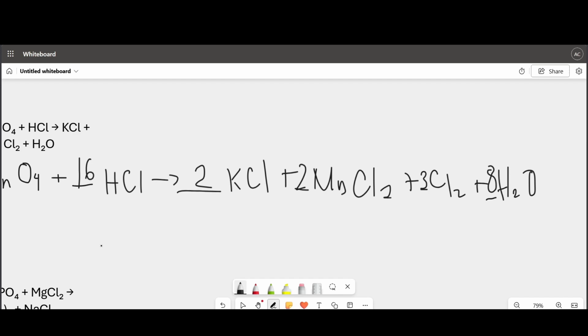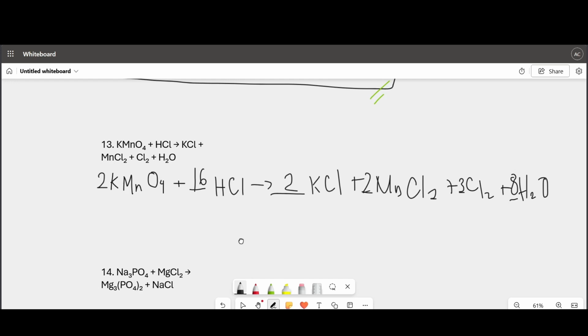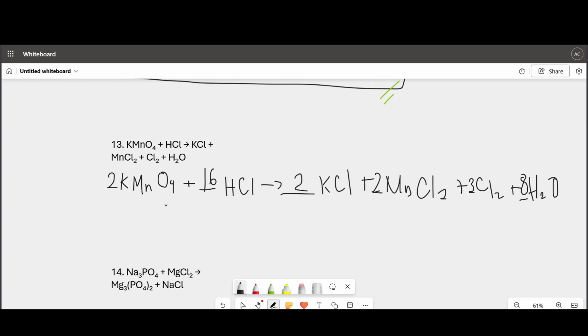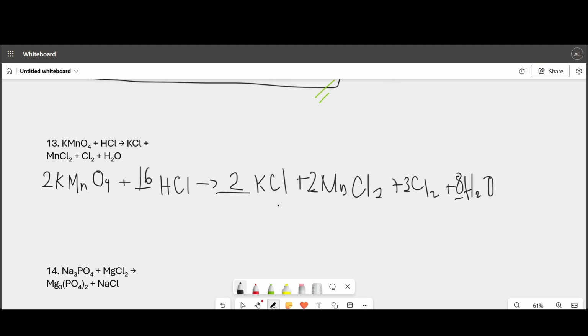So we have 2 potassiums, 2 magnesiums. As with oxygen, we have 2 times 4 is going to be 8 oxygens right here. As with hydrogen, we have 8 times 2, there's going to be 16 over here. Then we're gonna have to find the chloride. Let's see if the chlorides are right, and if it is, then this is going to be my final answer.